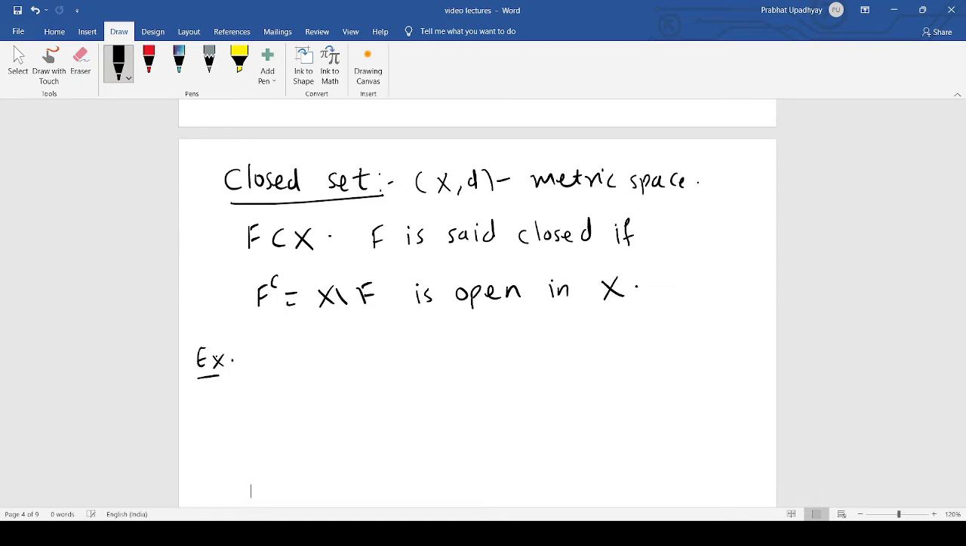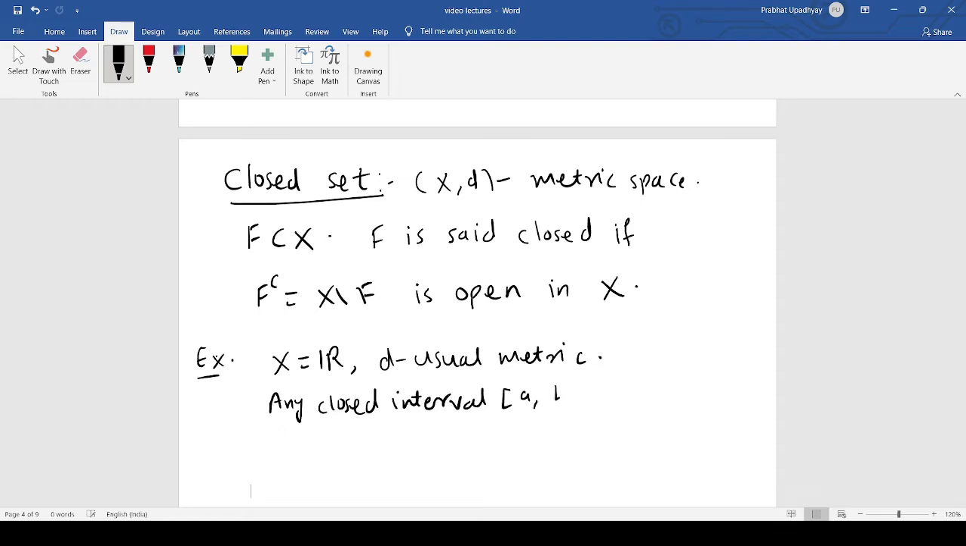Let's start with one very simple example. Take your X to be the set of real numbers R and your d is the usual metric, that means the distance between 2 points a and b is mod a minus b. Here what we want to prove is any closed interval, say [a, b], is closed. That means it is a closed set.